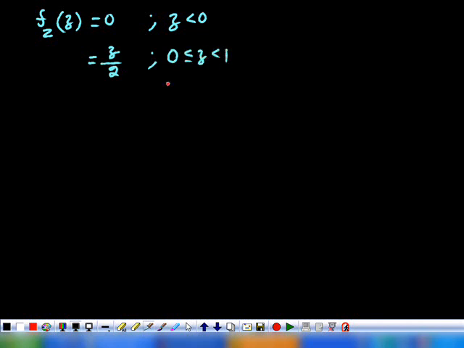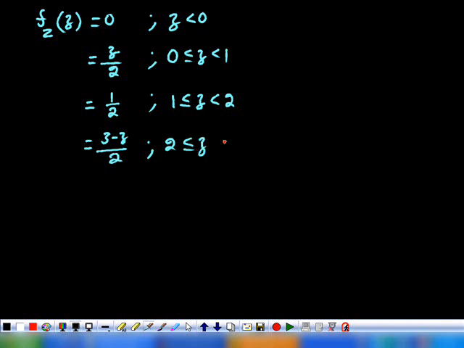So now we can summarize the result. Fz of z is equivalent to 0 for z less than 0, and this is equivalent to z by 2 for 0 to 1, and this is equivalent to 1 by 2 from 1 to 2, and this is equivalent to z by 2 for 2 to 3.